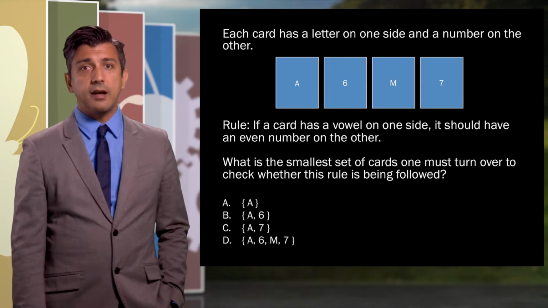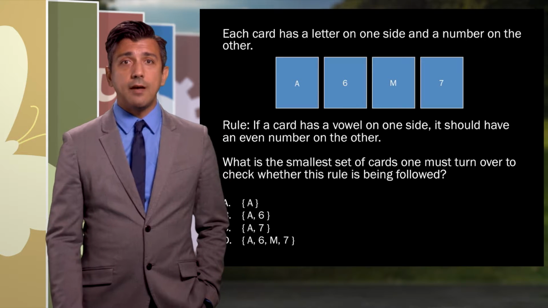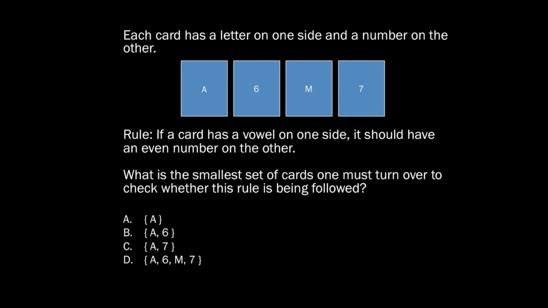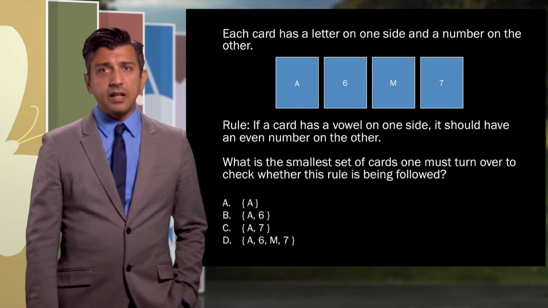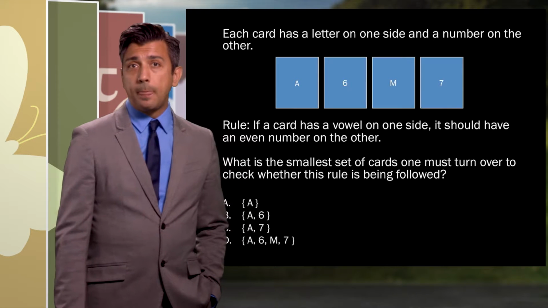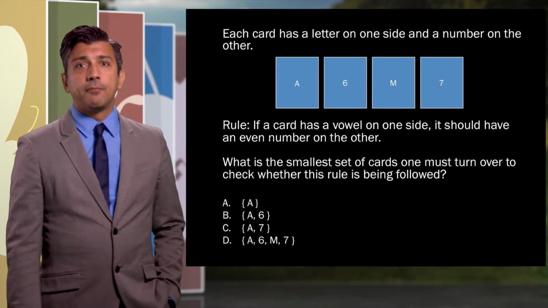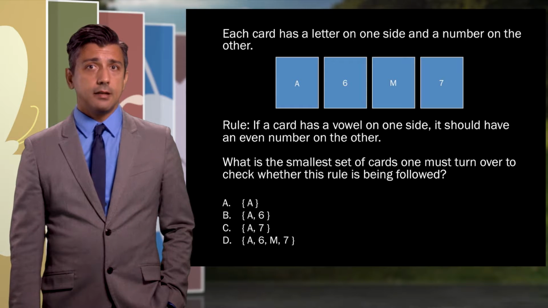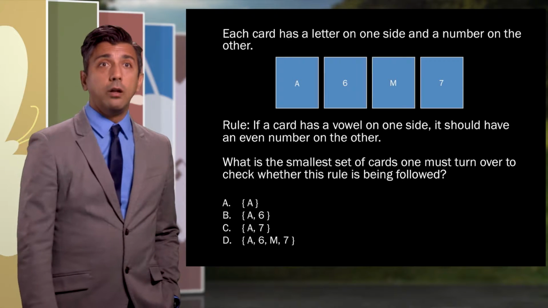And so there are 4 options there: A and 6, A and 7, A, 6, M, and 7. So take a second to think about this. So the answer is A and 7. A is a problem because if it has an even number on the other side, it's in violation. 7 is in violation if it has a vowel on the other side.